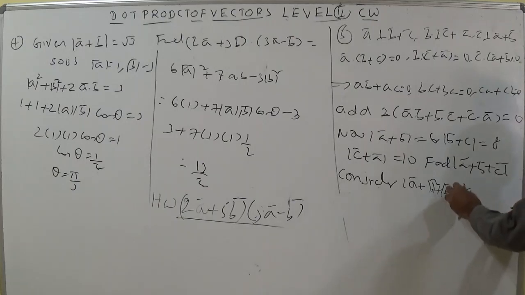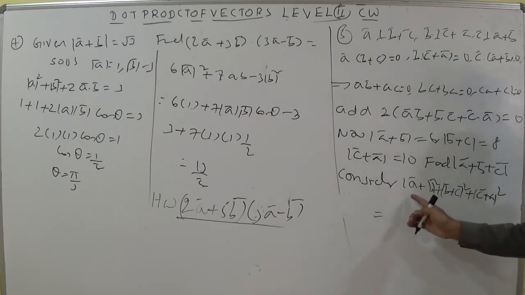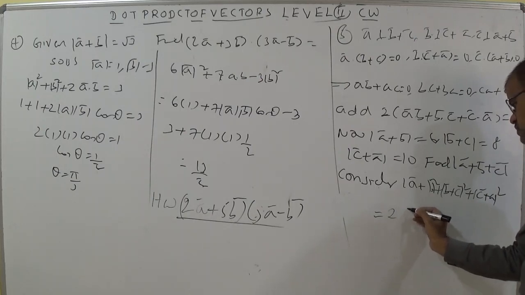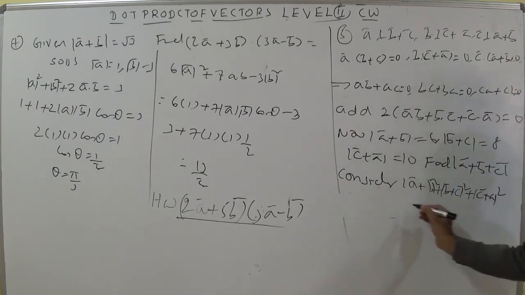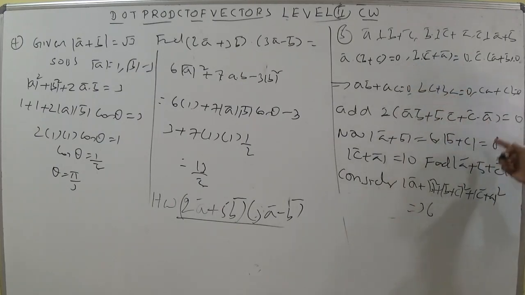(a bar plus b bar) whole square plus (b bar plus c bar) whole square plus (c bar plus a bar) whole square. Now you can write: mod a square plus mod b square plus 2ab, mod b square plus mod c square plus 2bc, mod c square plus mod a square plus 2ca. So mod a square plus mod b square plus mod b square plus mod c square, like that it becomes 2 into, here I am writing, considered as this whole square, this whole square, this whole square.